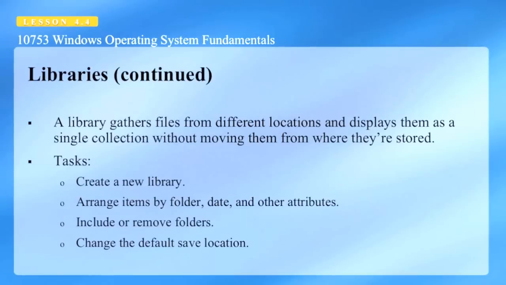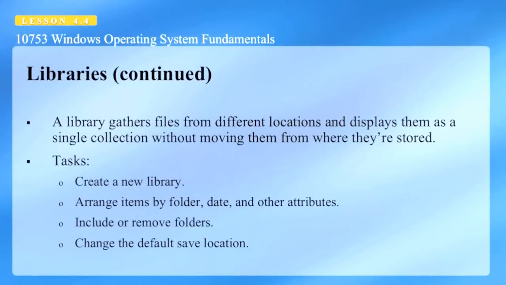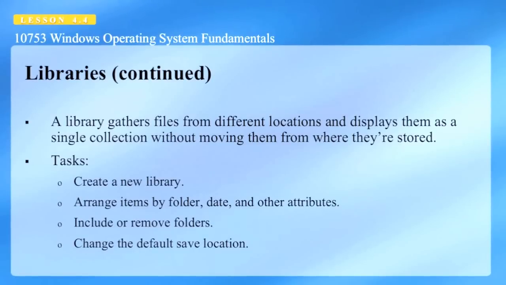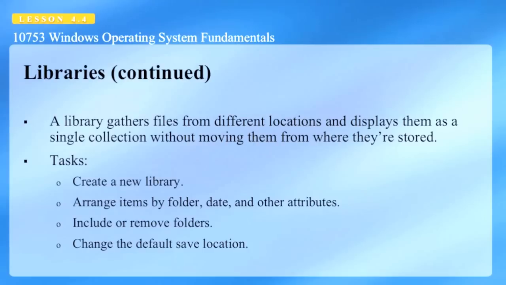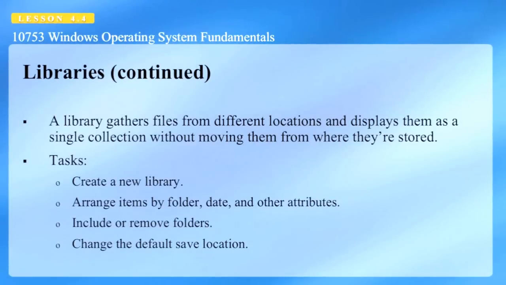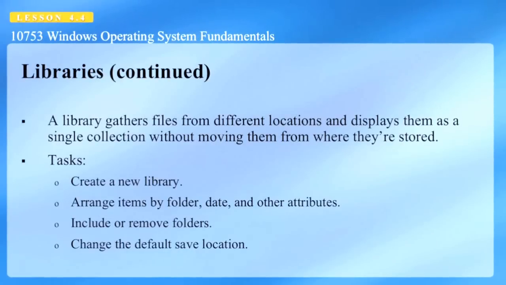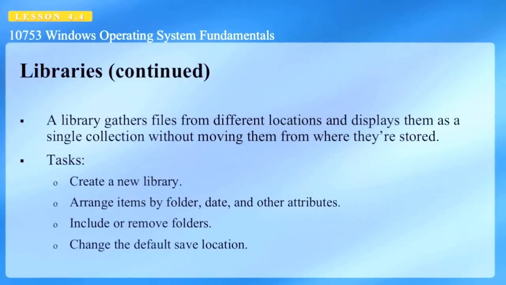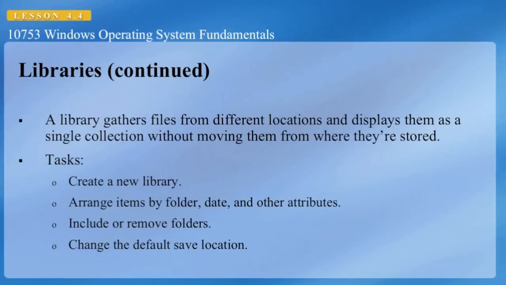Items in a library can be arranged in different ways using the Arrange By menu located in the library pane above the file list in any open library. For example, you can arrange your music library by artist to quickly find a song by a particular artist. You can include or remove folders. Libraries gather content from included folders or library locations. Change the default save location, which determines where an item is stored when it is copied, moved, or saved to the library.